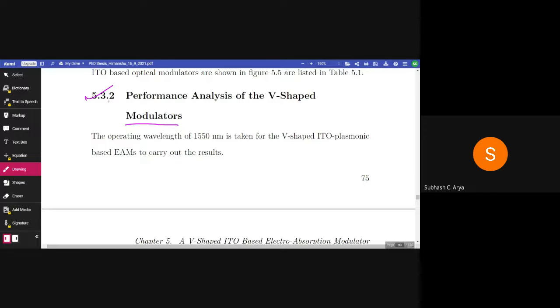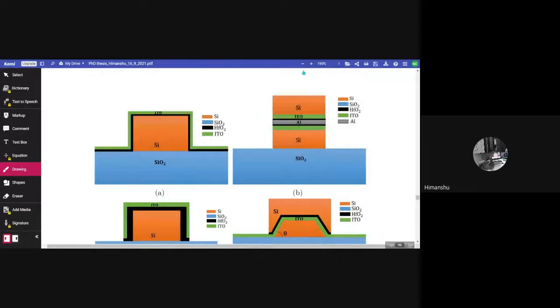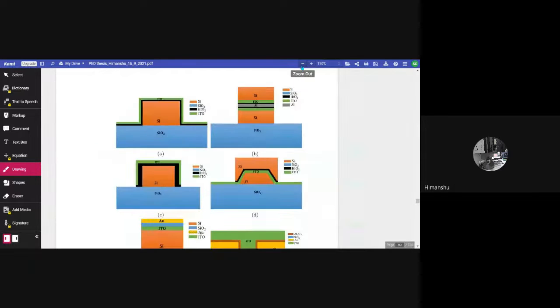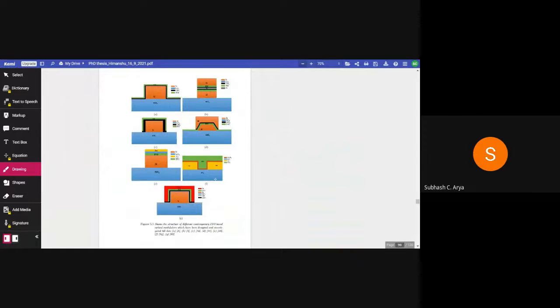Five point 3.2. Performance analysis of the V-shaped modulators. The operating wavelength of 1550 nanometer is taken for the V-shaped ITO plasmonic based EAM to carry out the results. Just tell something about this figure.